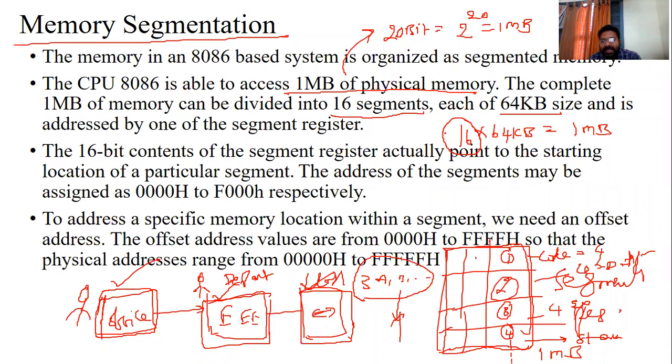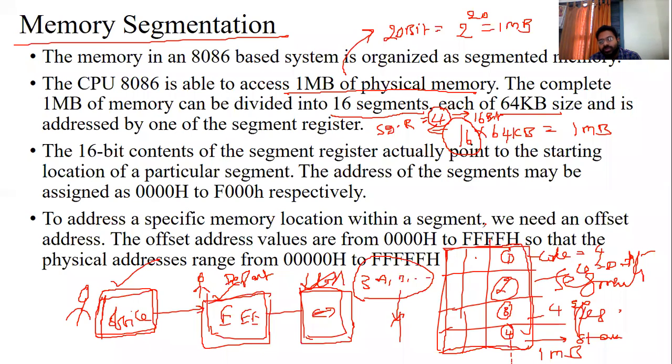So these segments are identified by the segment registers. How many segment registers are available? 4 segment registers are available. And each segment register is a 16-bit segment register.